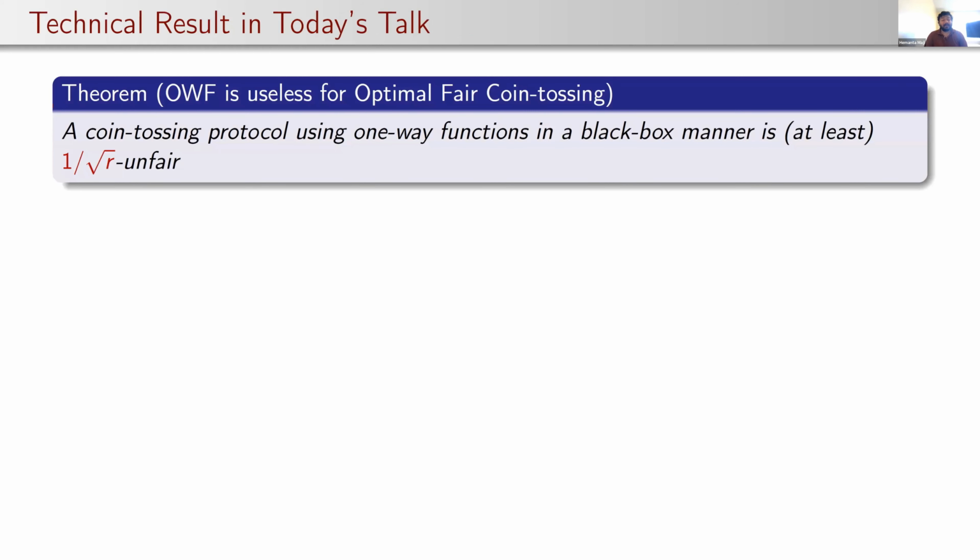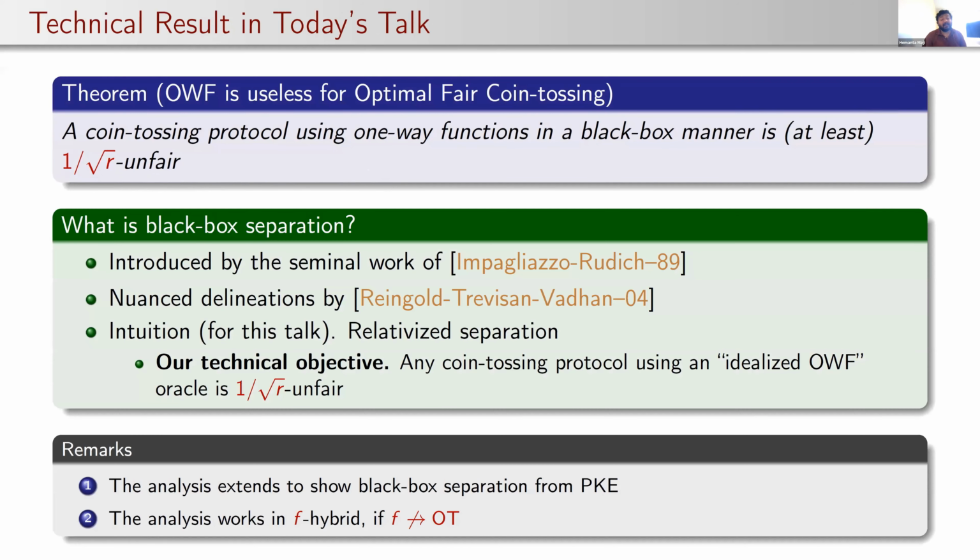So let me summarize the key technical result that we will prove in today's talk. If there is a coin tossing protocol of R rounds that uses one-way functions in a black box manner, then we shall prove that this protocol is at least 1 by square root R unfair. And this kind of result is referred to as a black box separation result. It was introduced by Impagliazzo and Rudich in 1989.